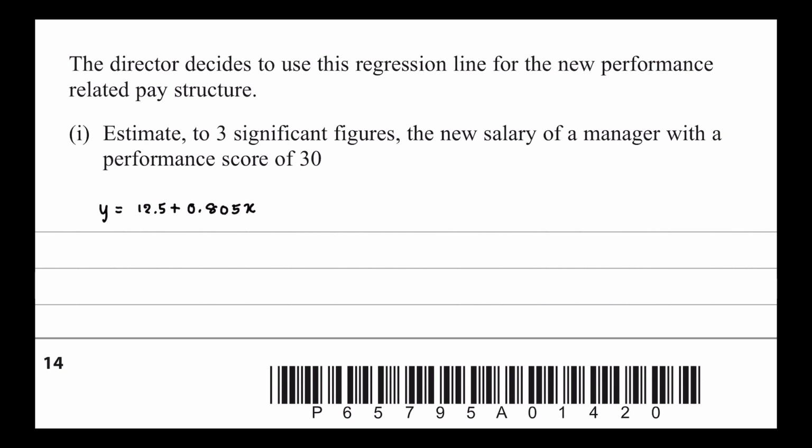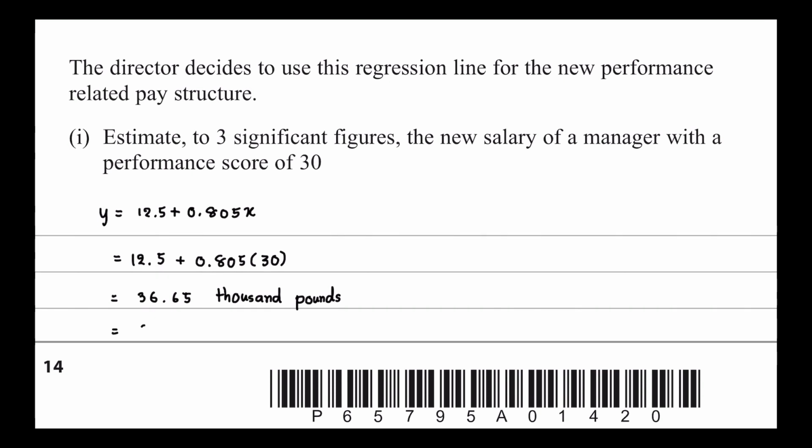And we are going to substitute the performance score, which is x, into this formula in order to find the salary. So 12.5 plus 0.805 times 30. And the answer is 36.65 in £1,000, which is 36,650, which can be rounded to £36,700 for three significant figures.